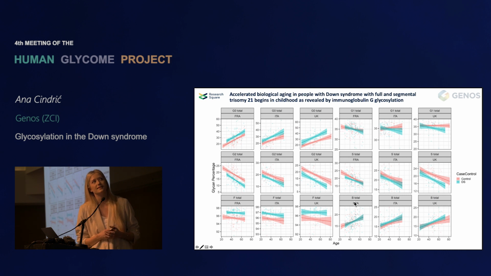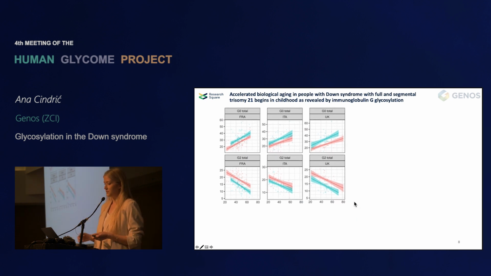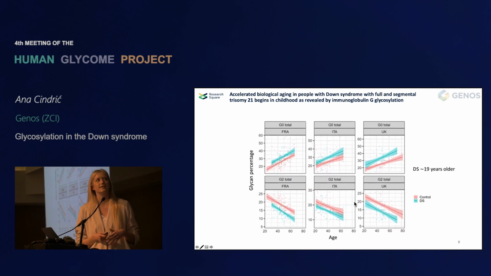So you have France, Italy, UK. These are the galactosylated ones with no galactose. Then you have 1 galactose, 2 galactoses, and so on. And in these curves, you can see how the percentage of these different glycans changes with age. So down here we have age in years. And again, for the sake of time, I would like us to focus just on these traits that I have already mentioned, that they change with age.